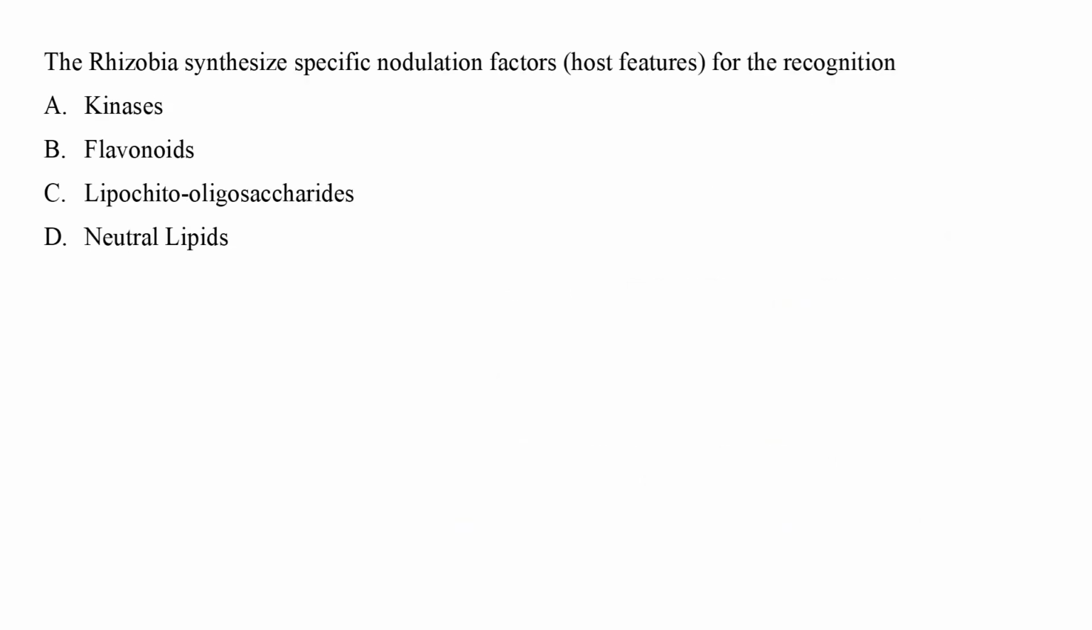The rhizobia synthesize specific nodulation factors, that is host features, for the recognition, which are A. Kinases, B. Flavonoids, C. Lipocyto-oligosaccharides, or D. Neutral lipids. Rhizobia elicit in their specific leguminous host the formation of new organs called nodules, in which they fix nitrogen.